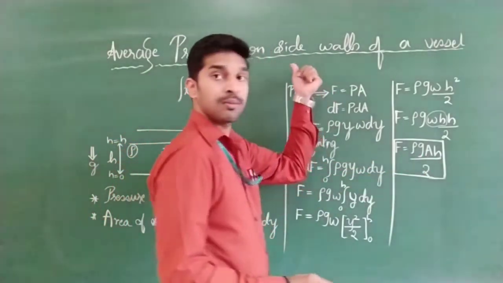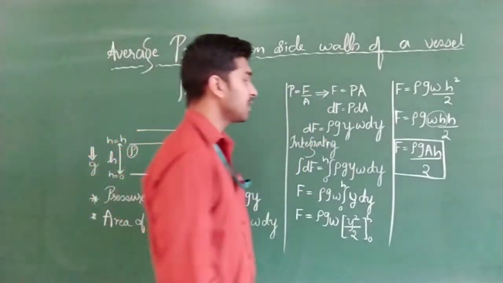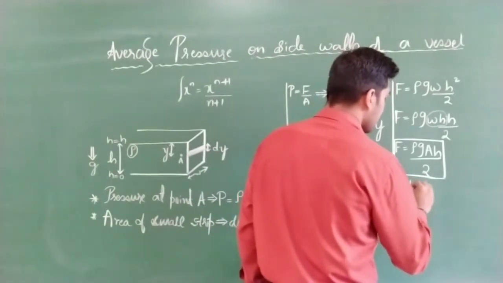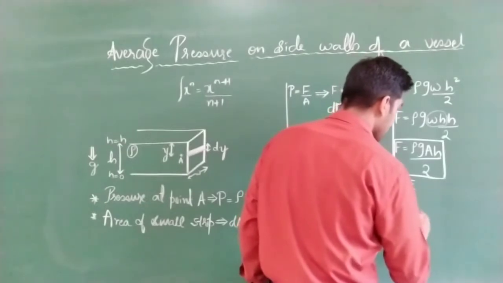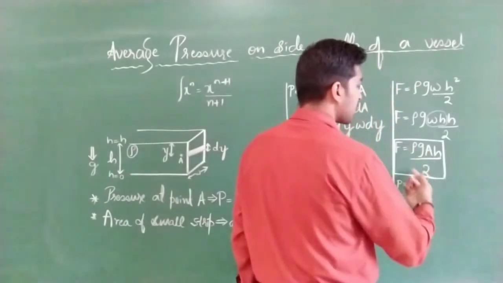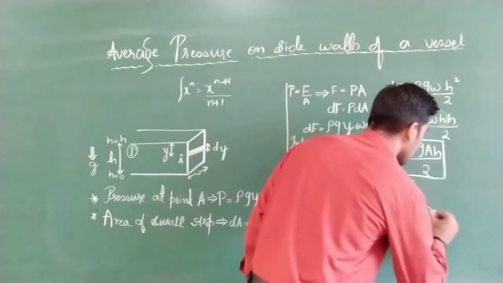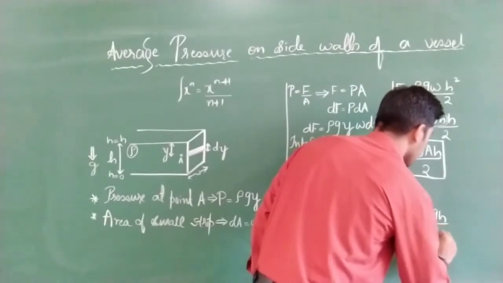So what is our aim? We are going to calculate what? Average pressure. Correct? For calculating average pressure, we know that P is equal to what? F by A. So P average will become what? If I divide this complete factor by A, A and A will vanish. So what can I write? Rho g h whole divided by 2.